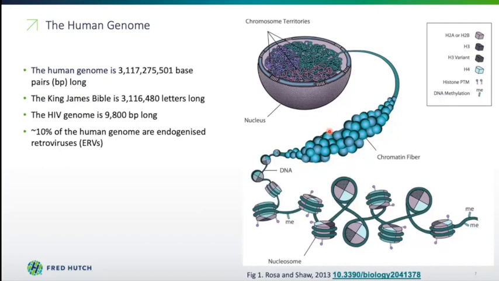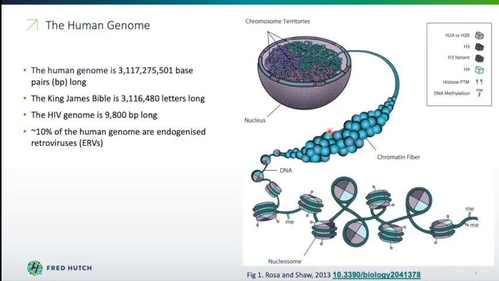And if we talk about DNA as being this cookbook, it's got its own language. And instead of having an alphabet of 26 letters, it's got an alphabet of 4 letters, A, C, T, and G. So the human genome is 3.1 billion base pairs, or 3.1 billion letters long. In comparison, the King James Bible is 3.1 million letters long. And then if we look at HIV, it's much, much tinier. It's only 9,800 base pairs long. So this means that HIV is inserting this tiny little recipe into a recipe book that is 1,000 times longer than the Bible is.